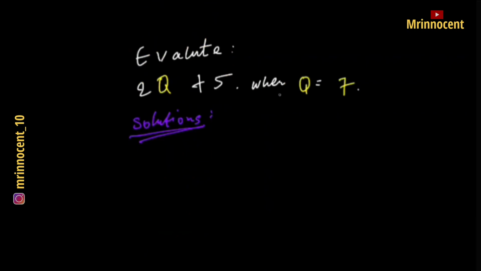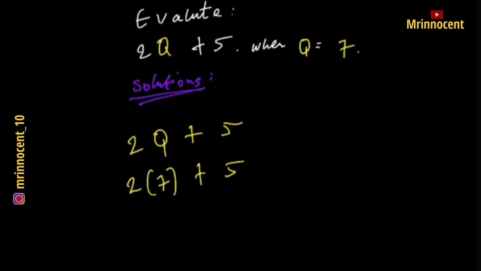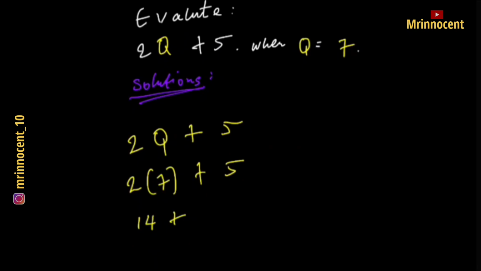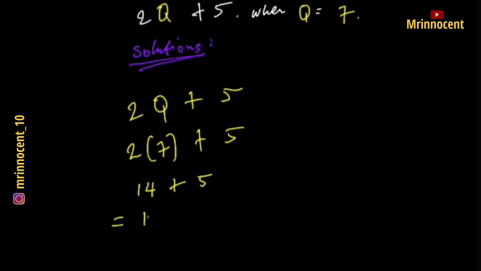2q + 5 when q equals 7. We have 2 times 7 plus 5. 2 times 7 is 14, plus 5 equals 19.